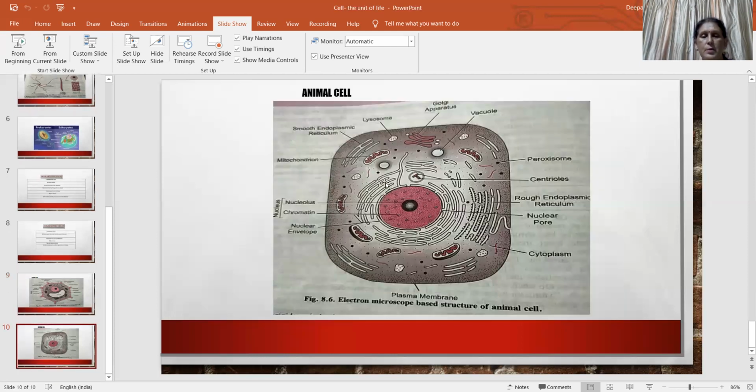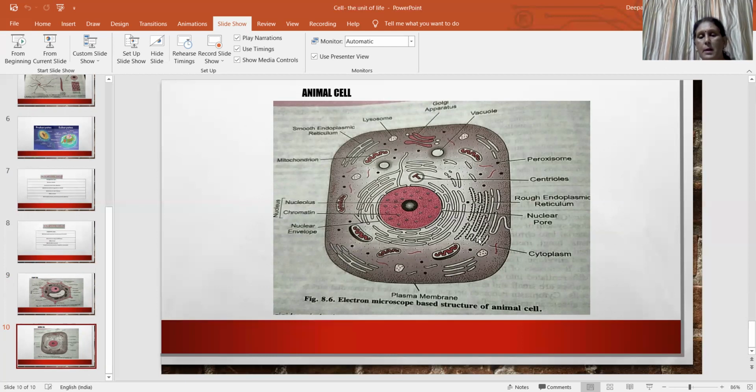Next is the picture showing the animal cell. Here you see it is also a eukaryotic cell. A well-defined nucleus is present, but the cell wall is absent. So how do we differentiate an animal cell from a plant cell? In a plant cell the cell wall is present, but in an animal cell the cell wall is absent. In a plant cell, plastid or chloroplast is present, but in an animal cell, plastid or chloroplast is not present. Animal cells are heterotrophic. They cannot synthesize their own food, but plant cells, due to the presence of chloroplast, are autotrophic. They can synthesize their own food.